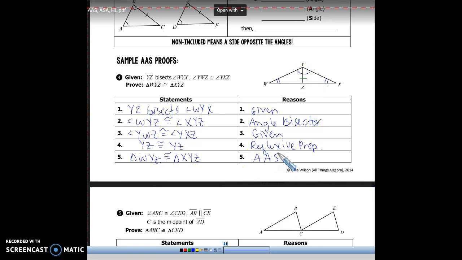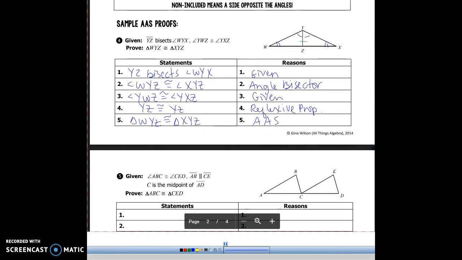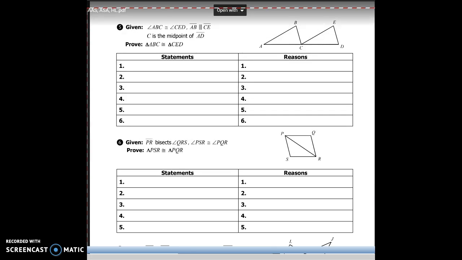Okay, let's look at number 5 together. The first thing on number 5 we're going to start with is our given information. Angle ABC is congruent to angle CED because that was given. And I'm going to mark it. ABC is this one and CED is this one.